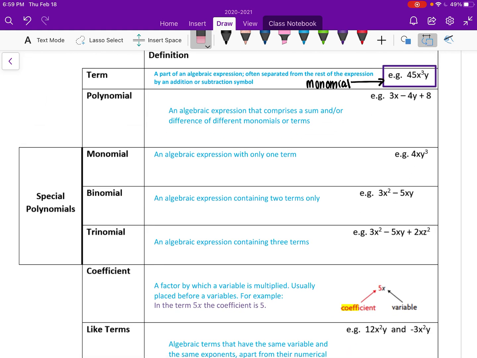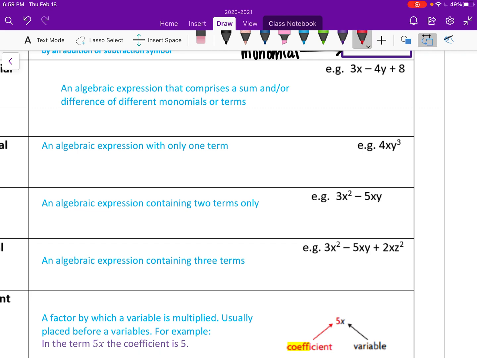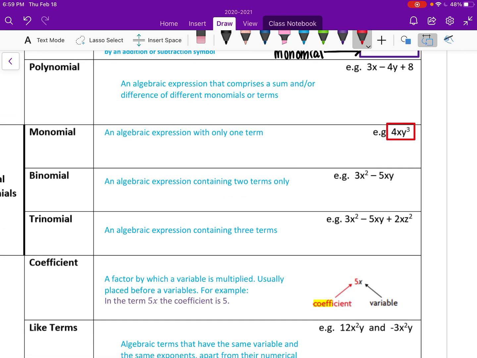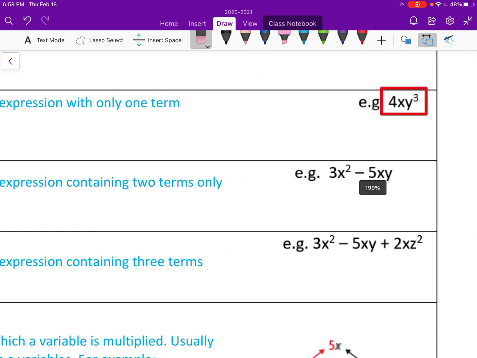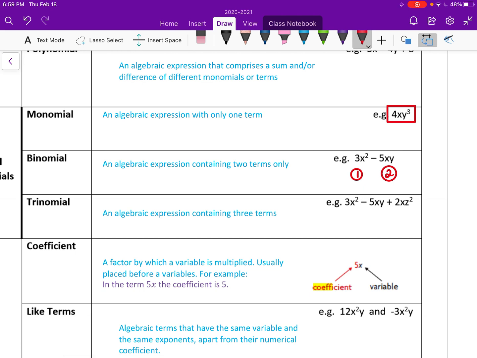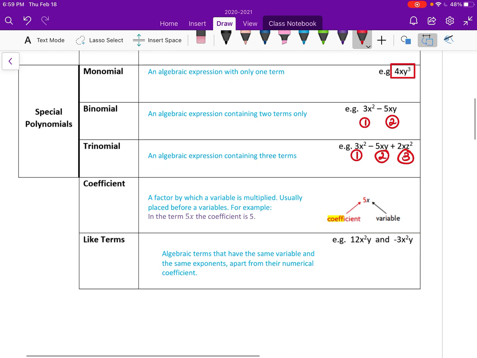There are some special types of polynomials. A monomial is just an algebraic expression with only one term, so you have 3xy cubed. An algebraic expression with 2 terms is called a binomial. Bi just means 2. So you have 3x squared minus 5xy, that's term 1, this is term 2. An algebraic expression that contains 3 terms is called a trinomial: 1, 2, 3, because tri means 3. So those are some special words that we use for polynomials.